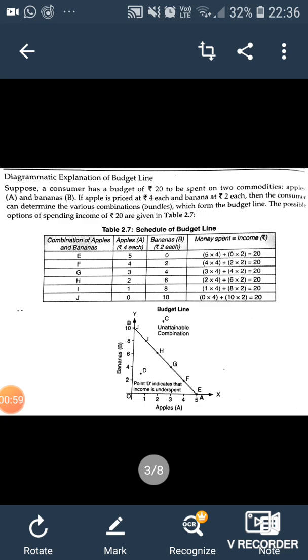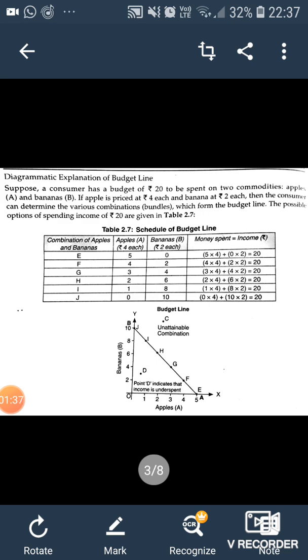If the consumer is having income of rupees 20 and the two commodities, apple being priced 4 rupees each and banana being priced at rupee 2 each, then what are the different combinations? How do we get these combinations? If the consumer is purchasing only apples with his given income, he can buy 5 apples with rupees 20 as the price of apple is 4 rupees each.